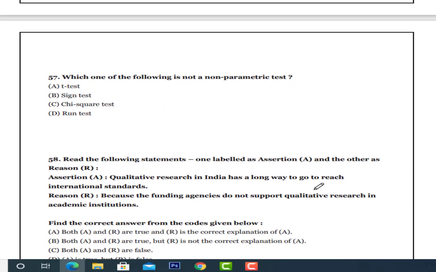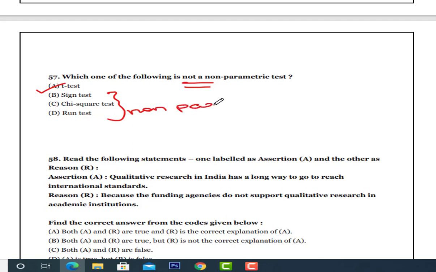Next one: which one of the following is not a non-parametric test? They are asking for the one that is not. Okay. The t-test is the parametric test. The other three come under non-parametric tests.